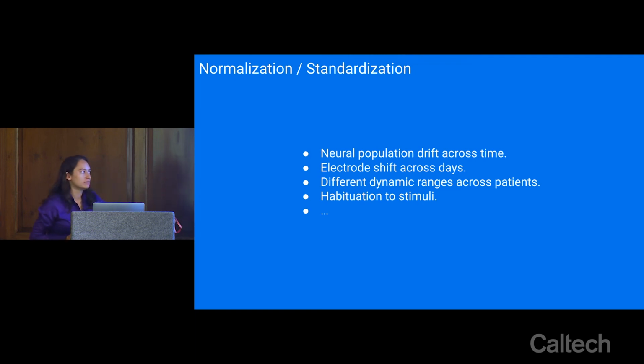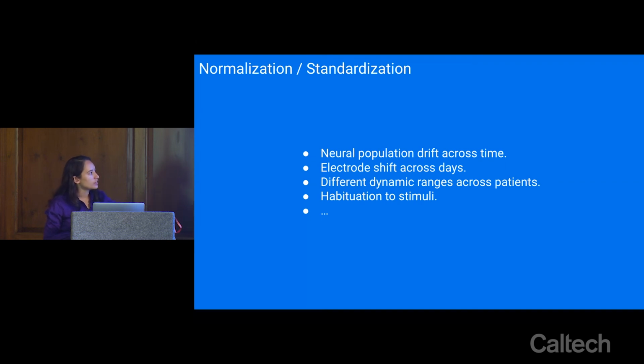So, very simplification, but that's the idea. Electrodes shift across days. Now this shift is not the population representing something different. This shift is physically electrodes moving. So when you think about normalization or standardization, think about it in the different dimensions that can occur. It doesn't just occur across time, across days or months or seconds. It occurs physically too, spatially as well.